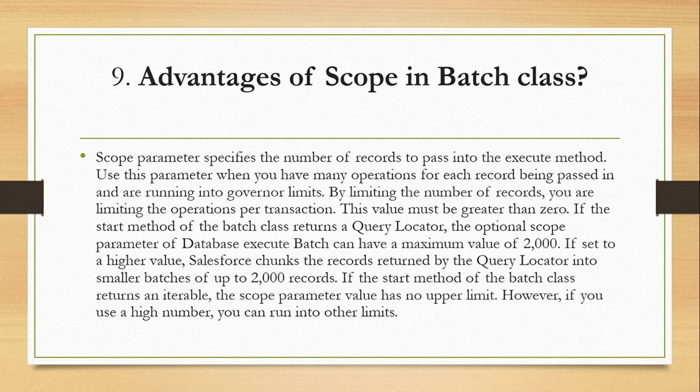If the start method of the batch class returns a query locator, the optional scope parameter of Database.executeBatch can have a maximum of 2000; if set to a higher value, Salesforce chunks the records returned by the query locator into smaller batches of up to 2000 records. If the start method of the batch class returns an iterable, the scope parameter value has no upper limit. However, if you use a higher number, then you can run into other limits.